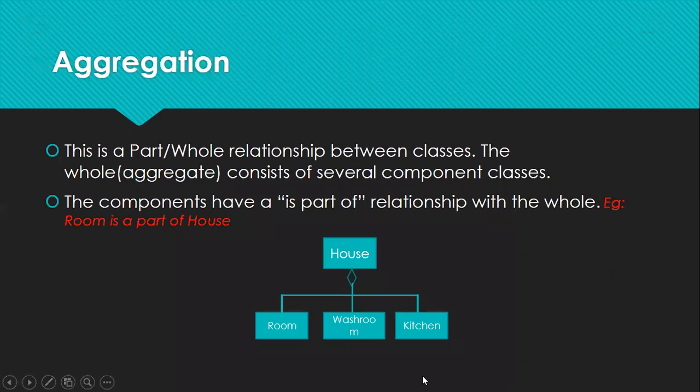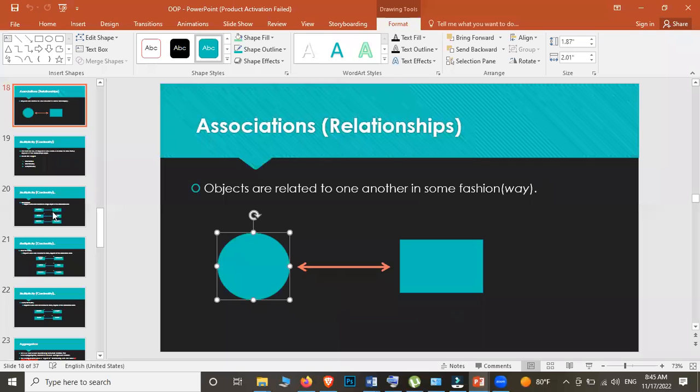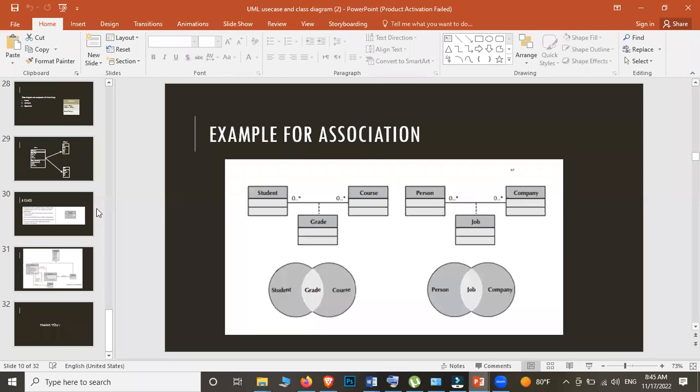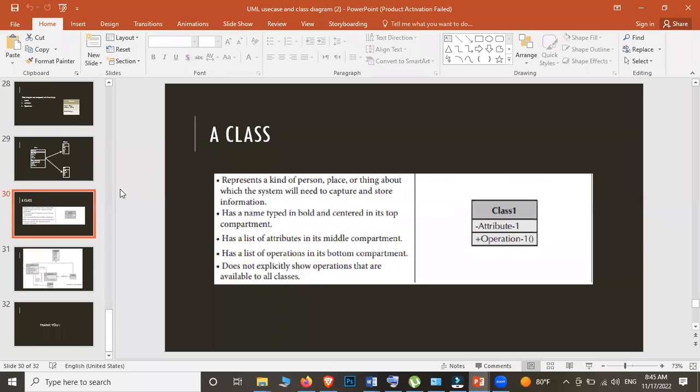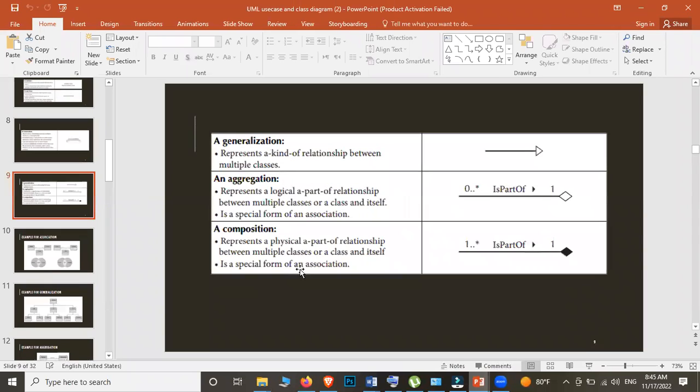See, I'll explain, I'll show you. See here, class, okay. It is a special form of an association. Association, a special form, aggregation. See, it is a special form of an association. That means aggregation and composition both come under what? Association type. So aggregation and composition are special types of association.